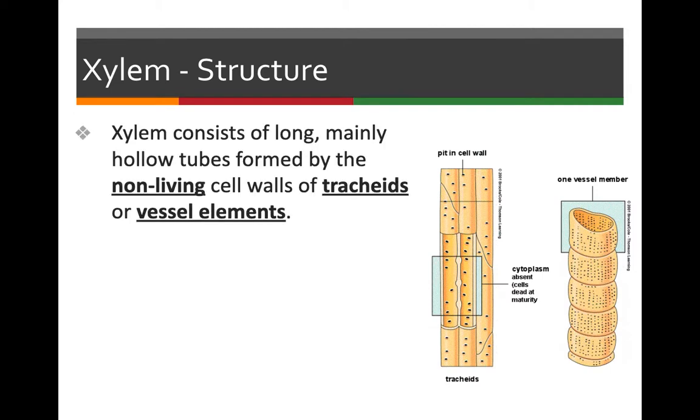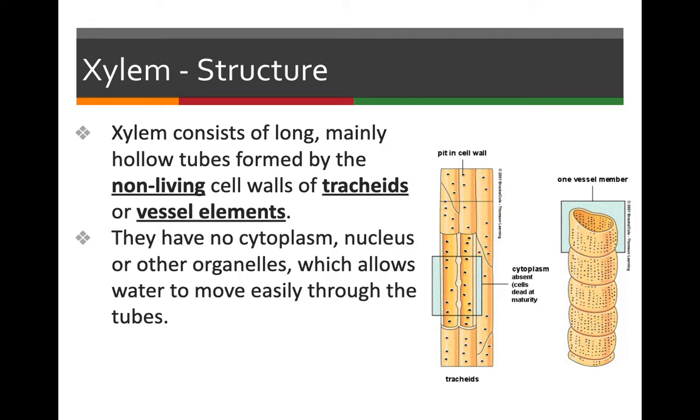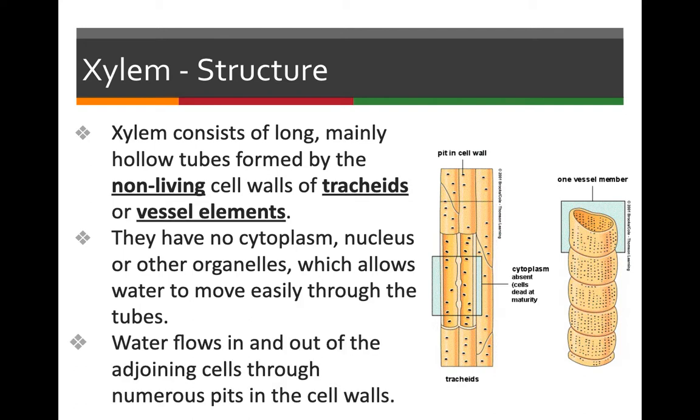So the structure of the xylem, it consists of long, mainly hollow tubes, which are formed by non-living cell walls of either tracheids or vessel elements. Okay, so hollow tubes, and important point here is that xylem is non-living. So it's basically just the remaining cell walls. So they have no cytoplasm, nucleus, or other organelles, and so the water can just move easily through the tubes. And then they have a lot of pits in the cell wall, which allows the water to flow in and out of the adjoining cells.